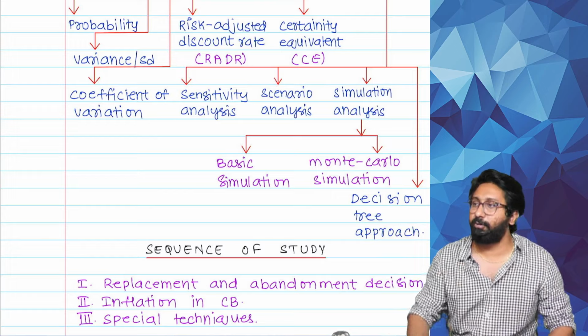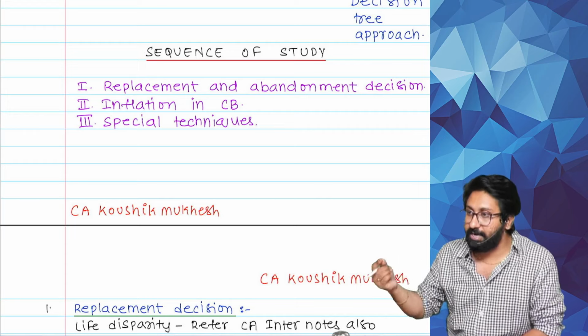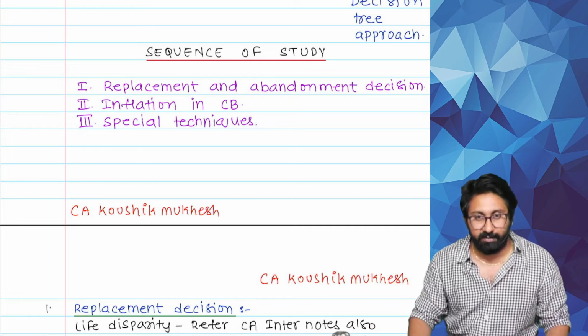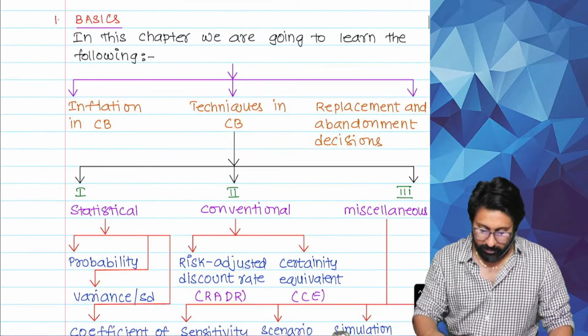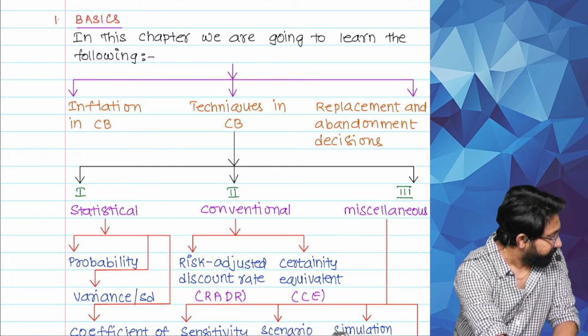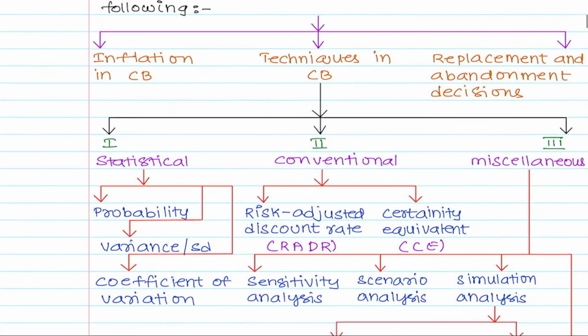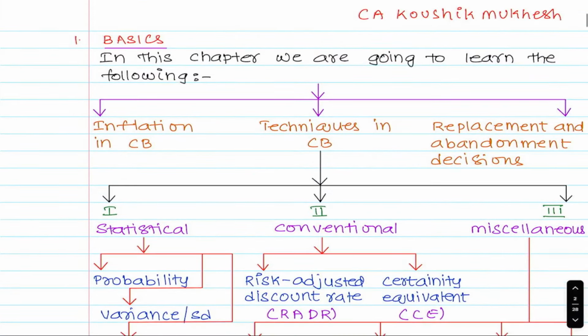In our class, how are we going to deal with it? See the screen. Sequence of study. Replacement and abandonment decision first. Next, inflation in capital budgeting. Next, we will start special techniques in capital budgeting. Shall we go that way? Write this down. Write down this chart properly. You should know all the techniques in a proper sequence. Basics, in this chapter we are going to learn the following.